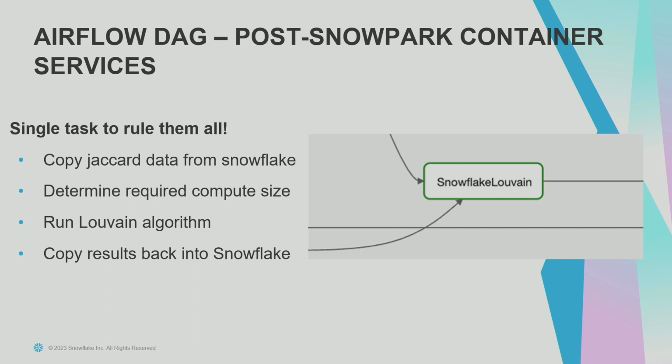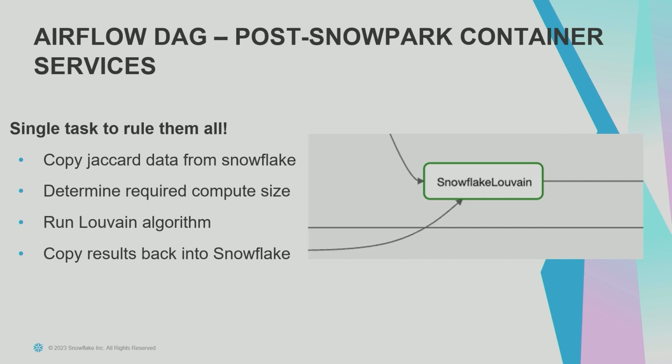This is what that DAG ended up looking like after we moved to Snowpark Container Services. So we have one task to rule them all now. We had 10 tasks, I counted them. We had 10 tasks in that previous DAG. We were able to consolidate them all down into a single task to do everything we needed to do.